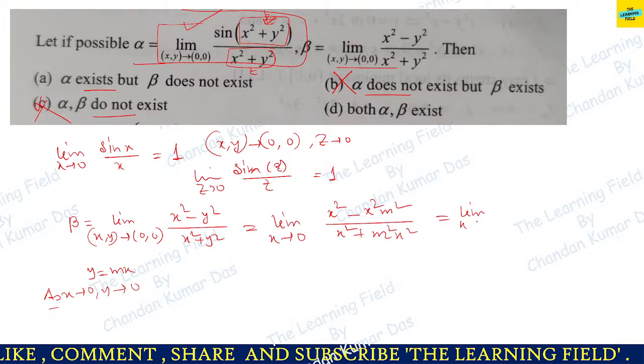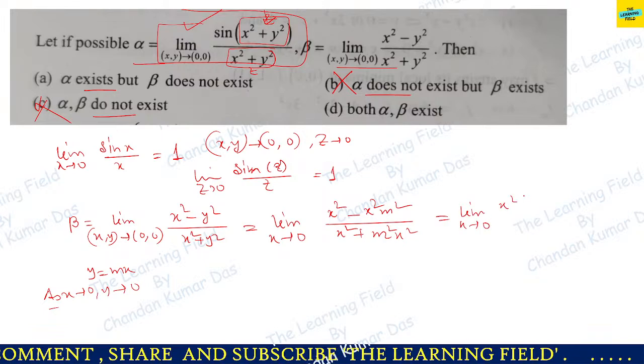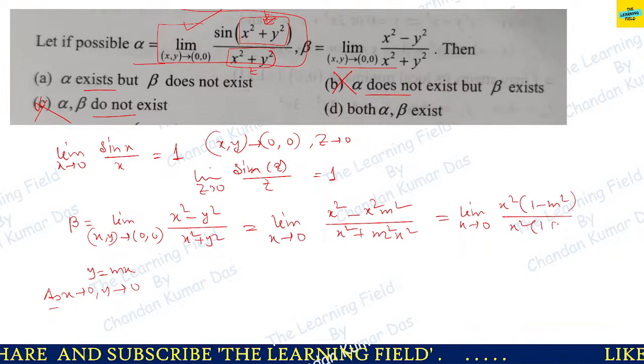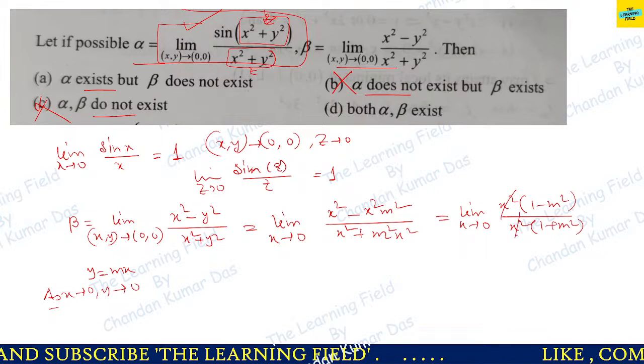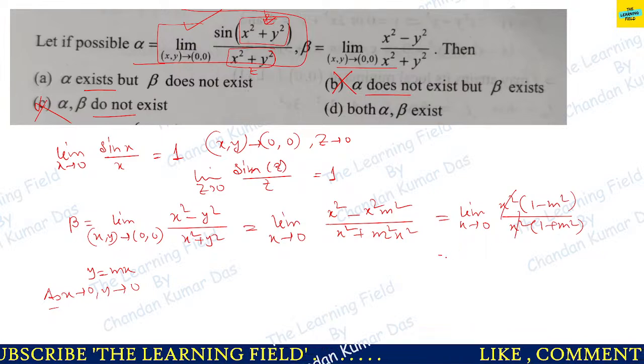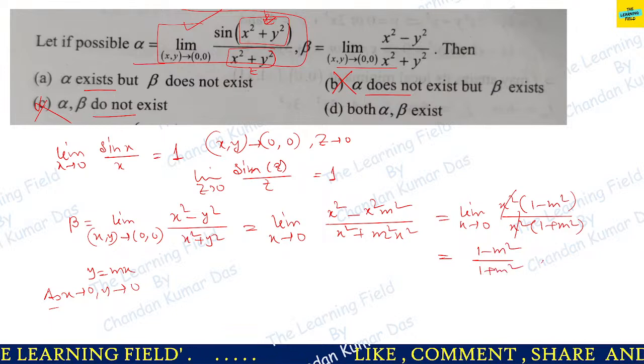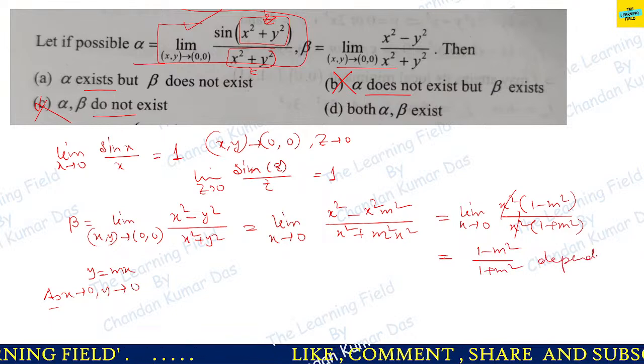limit x tends to 0, x square into 1 minus m square by x square into 1 plus m square. So x square got cancelled, and this is equal to 1 minus m square by 1 plus m square. So this also depends on m.